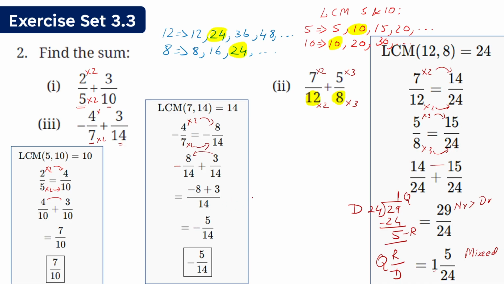Because we have 8 negatives, 1, 2, 3, 4, 5, 6, 7, 8. And of the 8 negatives, if I cancel 3 negatives, because I have 3 positives, each positive will cancel each negative. So the remaining is 5 negatives. So the answer is negative 5 over 14. And this is a proper fraction, and I can stop here.